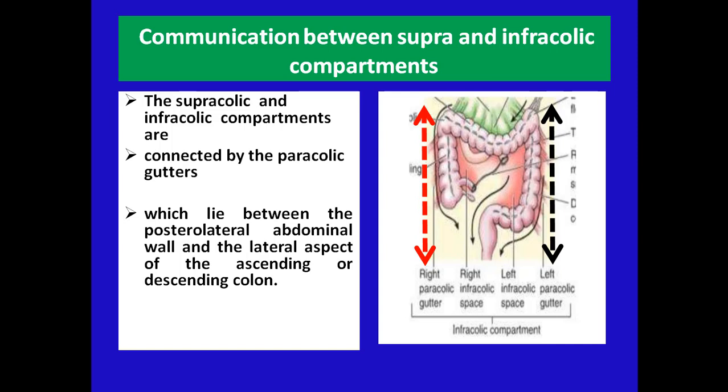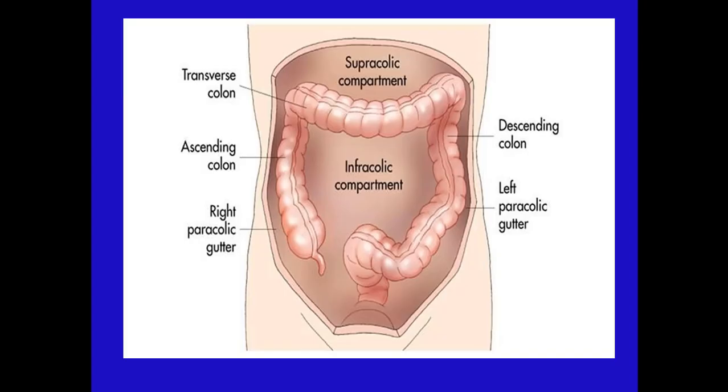Left lateral paracolic gutter, it is shown by this black dotted arrow. It does not communicate with the supracolic compartment. It is separated from the supracolic compartment by the phrenicocolic ligament. Thus, infections cannot go to the supracolic compartment from the pelvic cavity through the left lateral paracolic gutter.